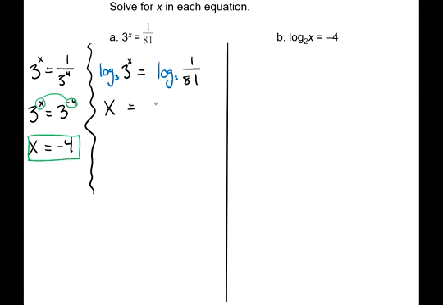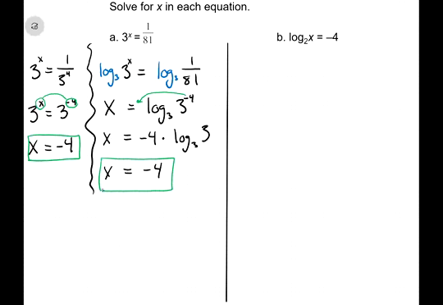And we know that 81 is 3 to the power negative 4. And a property of logarithms allows us to take that negative 4 exponent out front. So that gives us x equals negative 4 times the log base 3 of 3, and the log base 3 of 3 is equal to 1. So that gives us negative 4 times 1, or negative 4. Okay, those are just a couple ways of solving that problem.